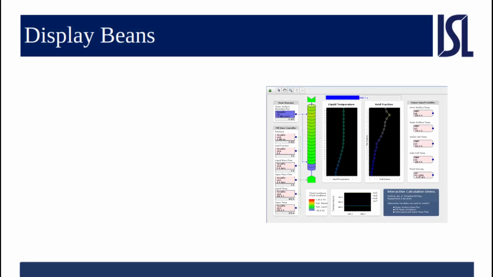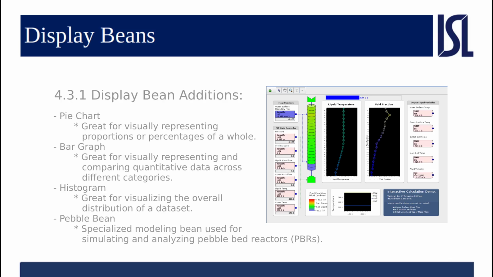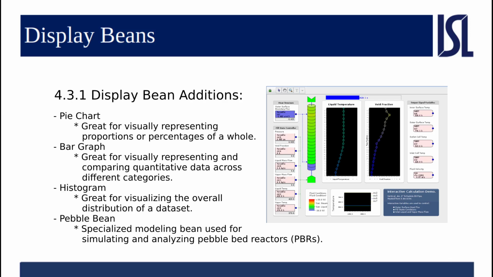Users can enhance their animations by incorporating graphical elements known as display beans. These can range from simple geometric shapes to plant components or advanced graphing tools. Each component can be tailored to represent specific system configurations and operational states. It's important to note that Snap version 4.3.1 included several new display beans, including a pie chart, bar graph, histogram, and pebble beans, to expand the range of available visualizations.